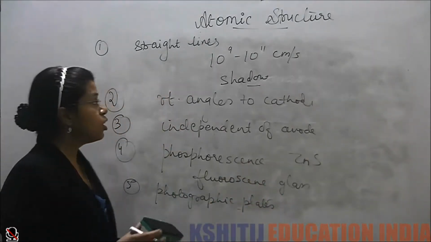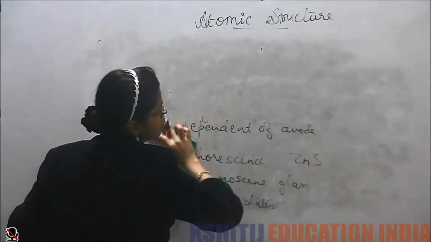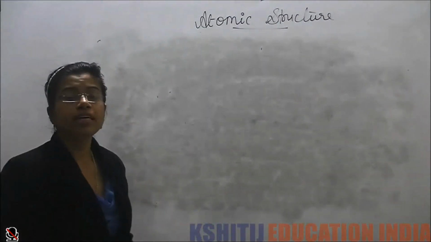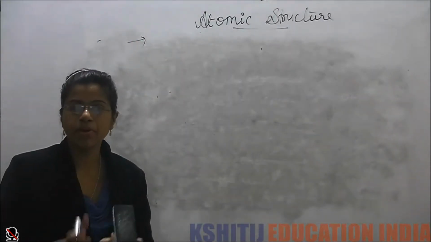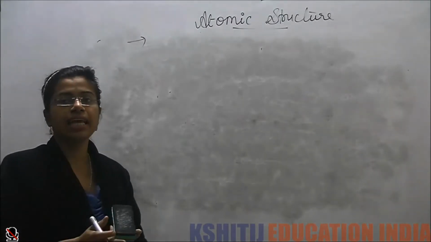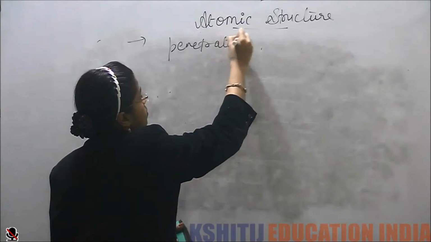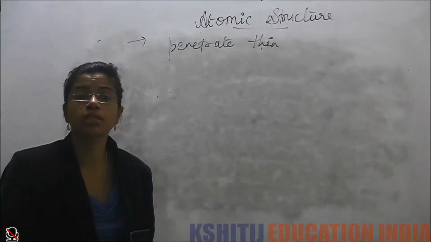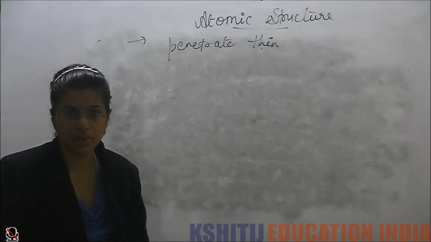Okay? Moreover, they can penetrate through thin metal sheets. Remember, only through thin metal sheets they can penetrate. Okay? But if the metal sheet is too thick, then they cannot penetrate, they will rather cast a shadow.